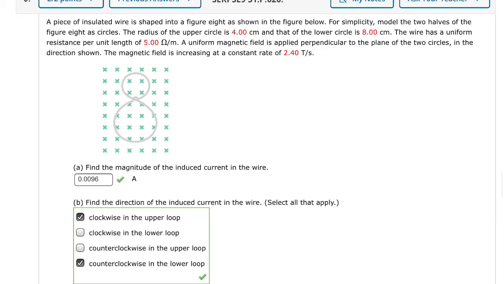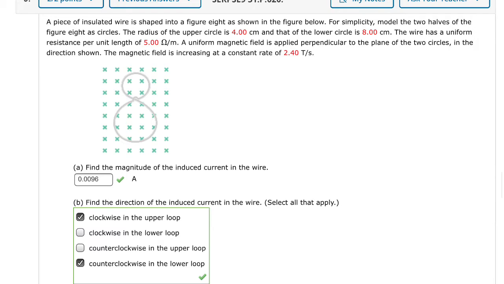A piece of insulated wire is shaped into a figure 8 as shown in the figure below. For simplicity, model the two halves of the figure 8 as circles. The radius of the upper circle is 4 centimeters and that of the lower circle is 8 centimeters. The wire has a uniform resistance per unit length of 5 ohms per meter.